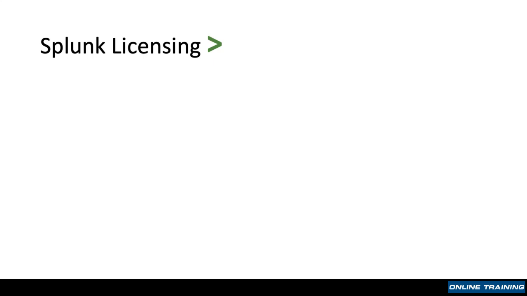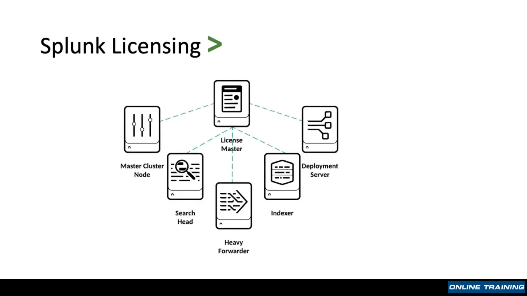In a distributed environment, most Splunk Enterprise instances need access to an enterprise license. The exception is heavy forwarders, which only need a forwarder license unless they are also indexing data, in which case they need enterprise licenses. The ideal way is to set up a license master and have all of the Splunk instances in your environment talk to the master to get their licenses.